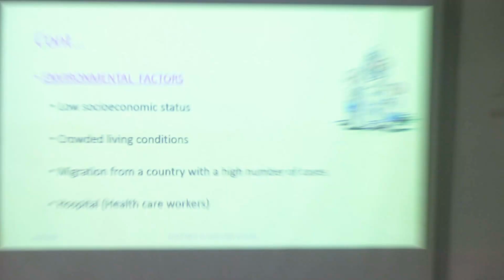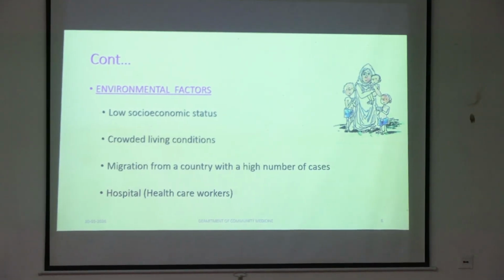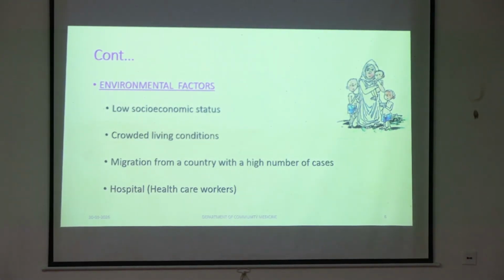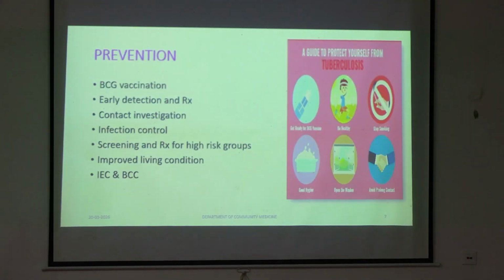So it's crowded living conditions. Again, overcrowding, poverty, substandard housing, all this, migration, again overcrowding. Hospital healthcare workers who are directly in contact with patients of tuberculosis.